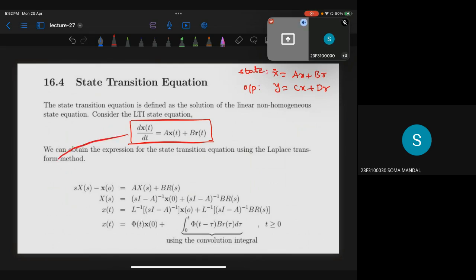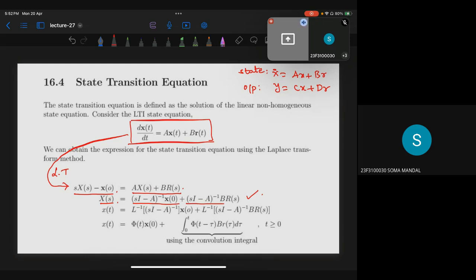Now in this, if you take the Laplace transform on both sides, what is on the left side? Laplace transform of the derivative: X of s minus x of 0, correct? Here, AX of s plus B R of s. Bring the X of s to this side and take the other terms to that side. So you'll have (sI minus A) whole inverse x of 0, and (sI minus A) whole inverse multiplied by B R of s. Is there any doubt here in this equation?